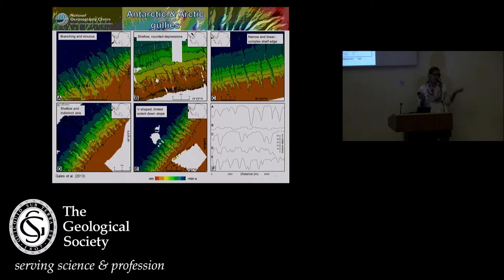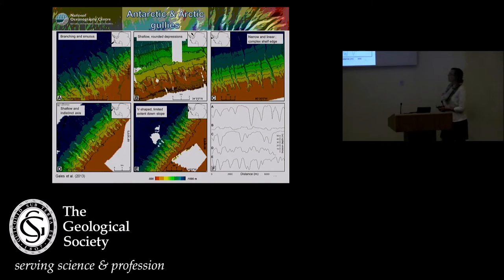Through this quantitative analysis, we identified five distinct gully types. And you can see that they look quite different. The red colour here is the shallower water depth. The blue is the deeper water. So unfortunately, they're going uphill. And these are cross-sectional profiles across each of the shelf edges.